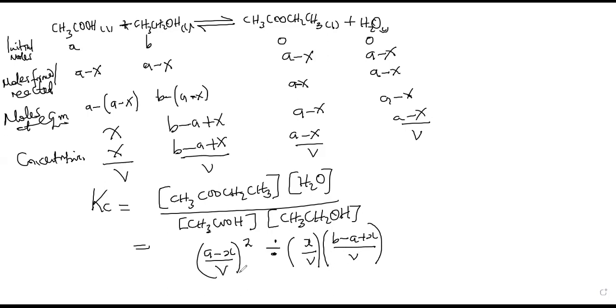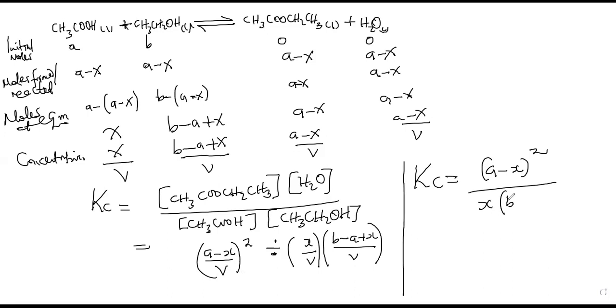So the V squareds will cancel, and we shall have our Kc as A minus X squared over X times B minus A plus X. That is our Kc.